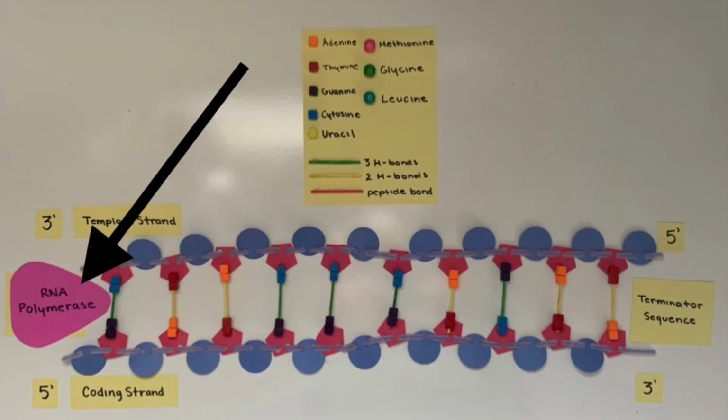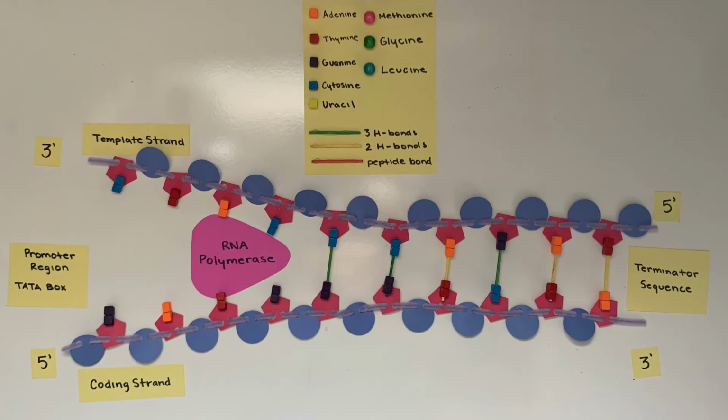The promoter region allows the enzyme RNA polymerase to bind and open the double helix by breaking the hydrogen bonds and exposing the template strand. The promoter region does not get transcribed into mRNA. The next step of transcription is elongation.